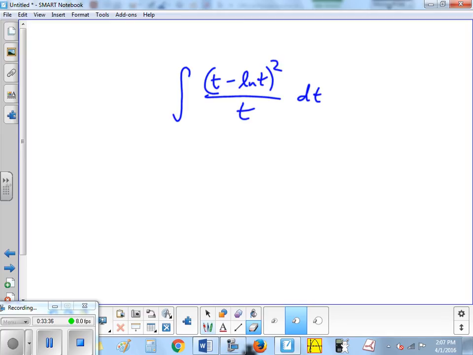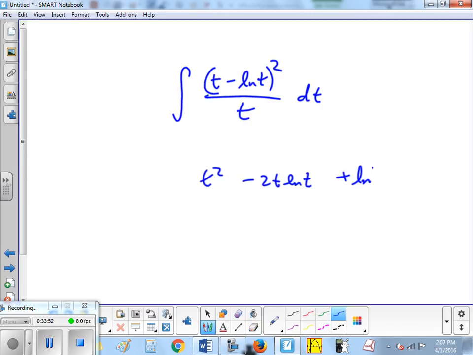We can try integration by parts. We can try tabular. We can try partial fraction. All those other methods are for these sorts of cases. But the other option is just FOIL out the top, so it looks like this. You know what I'm saying? FOIL it out into a trinomial, and then break it up into 3 separate integrals.